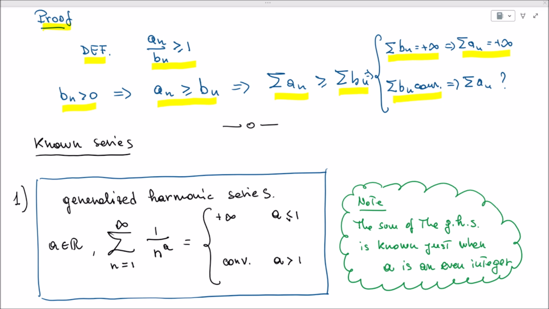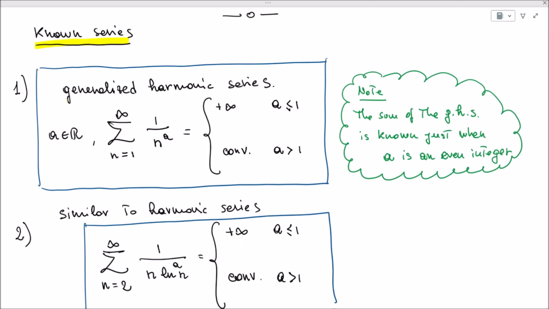Now, let me explain why we are spending so much time on all these criteria. The truth is that there are only a limited number of cases where we know how to study a series. And these classes of series are listed below. We have a first class, which is the so-called class of generalized harmonic series. These are series of the type sum for n that goes from 1 to infinity of 1 over n to the a, where a is a real number. And the behavior of this series depends on a.